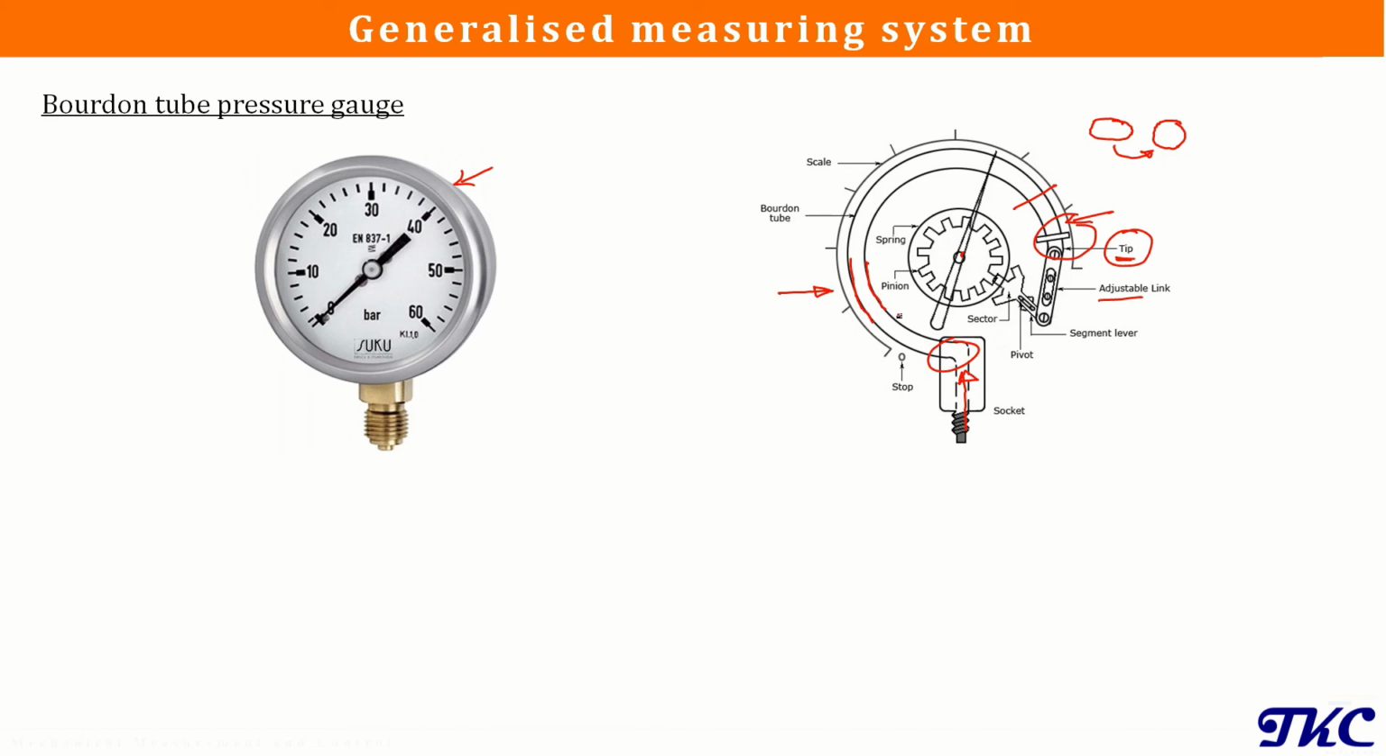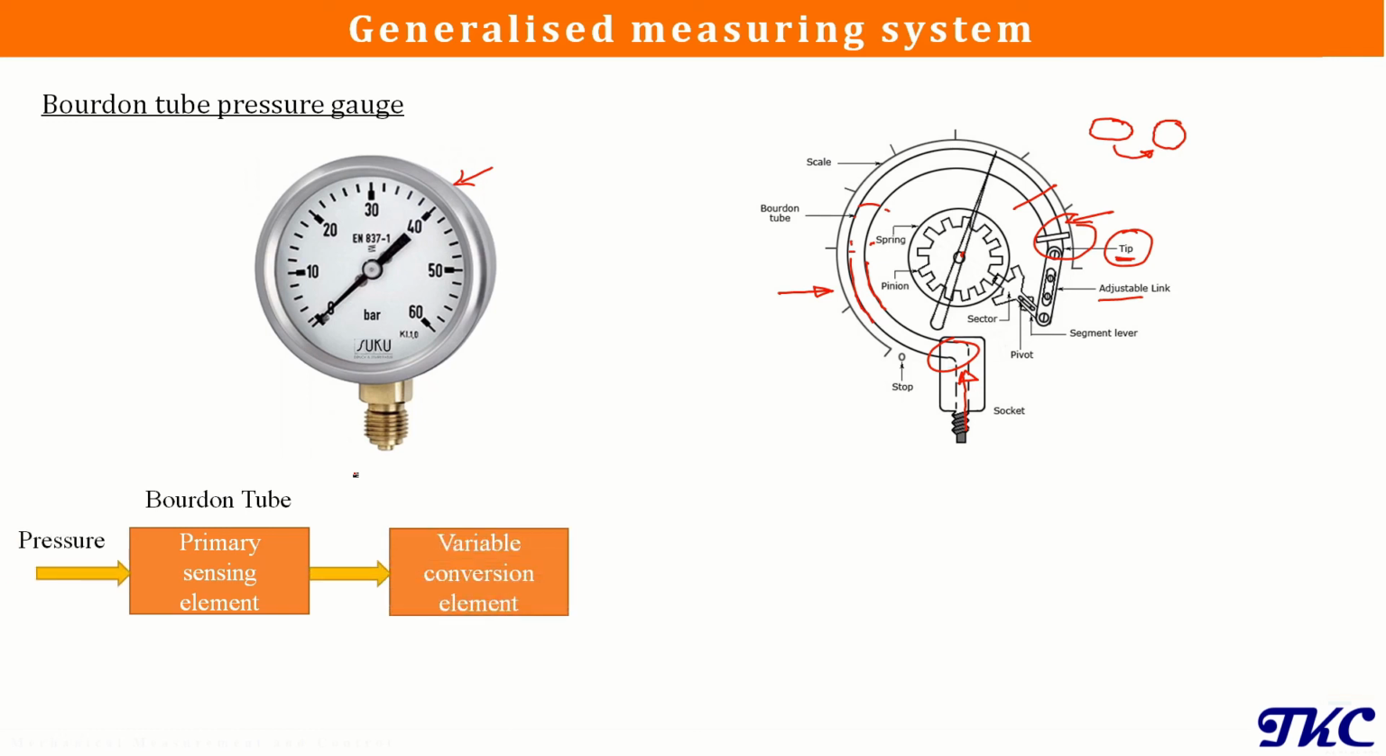Now let's see and describe this pressure gauge in the form of a generalized system. Again we will be having a primary sensing element, that will be the Bourdon tube that we are having here. This tube is going to sense the pressure of the fluid. Next we will be having a variable conversion element, and that element will be again the Bourdon tube, because it is converting the pressure of that fluid to deflection of this tip. So here we are converting a pressure into deflection of this tip.